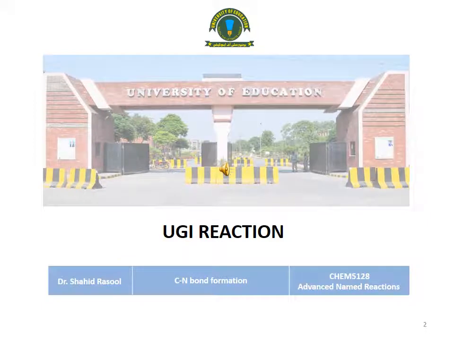Dear students, today we are going to discuss another reaction about the formation of carbon nitrogen bond, and this is the last reaction of this type of bond reaction in our syllabus. Ugi reaction is basically about the synthesis of amides. During this reaction there is creation of two carbon nitrogen bonds. One nitrogen is attached with two carbons of different moieties.